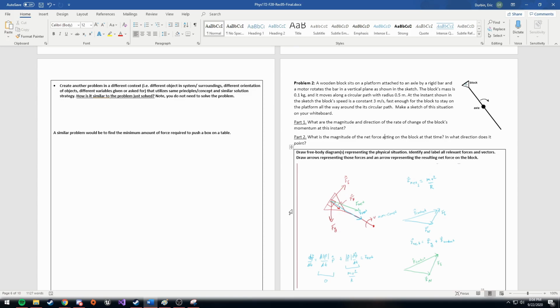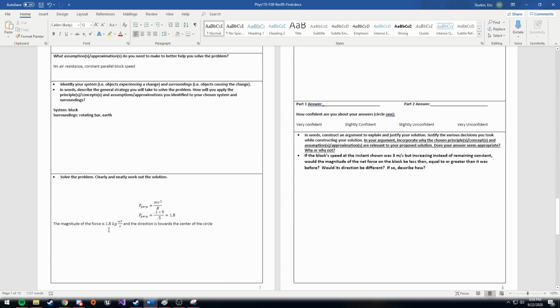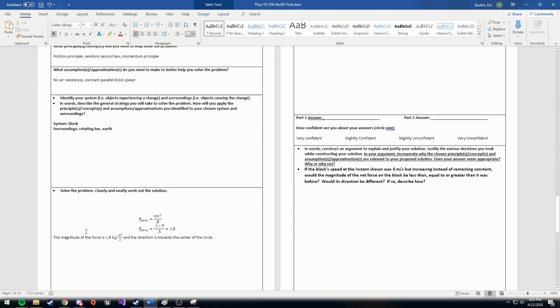Wait, so why did we get kilograms meters per second? Oh wait, if it's F net, the change in momentum is newtons, because the change in momentum is F net. Yeah, I think those are equal to each other. I think kilogram meters per second squared is newtons. Part 1, the answer is kilogram meters per second. Part 2, the answer is newtons.